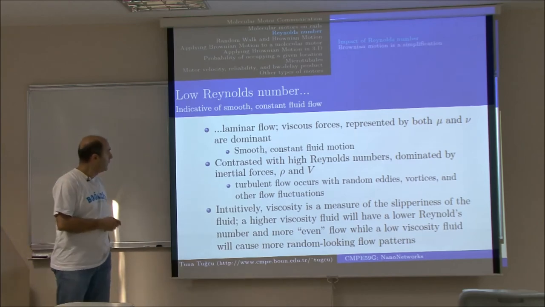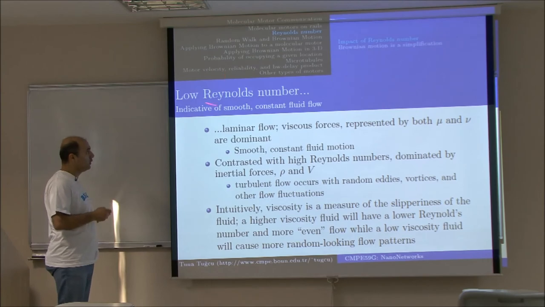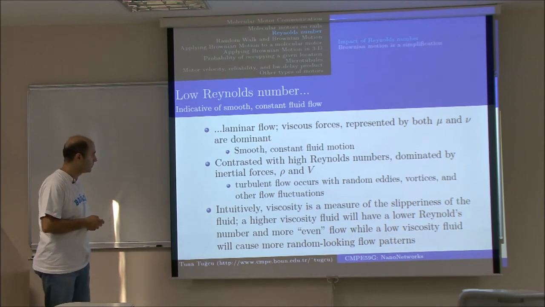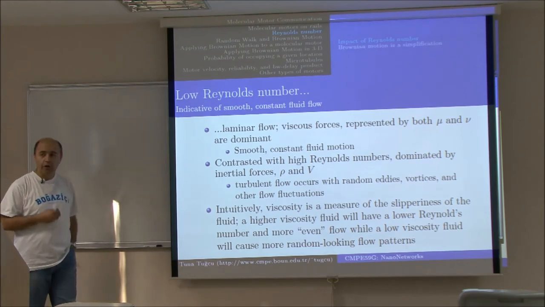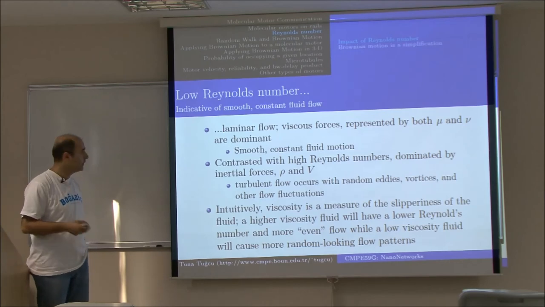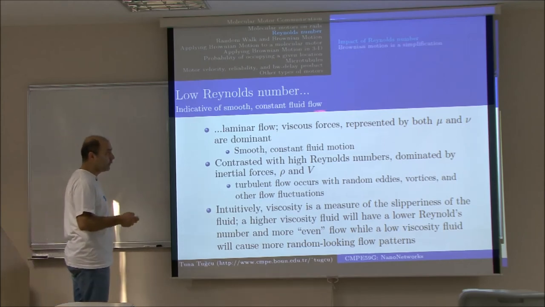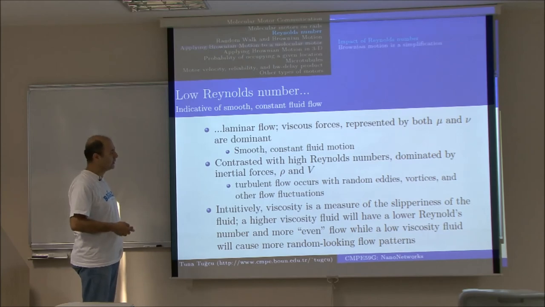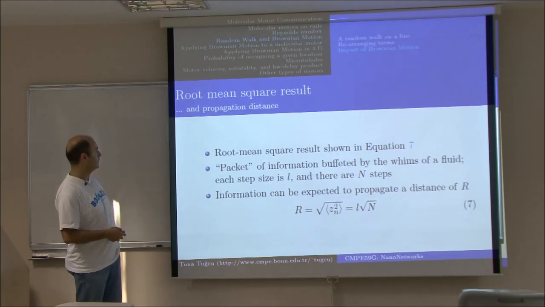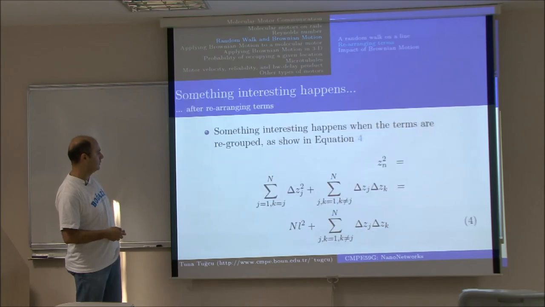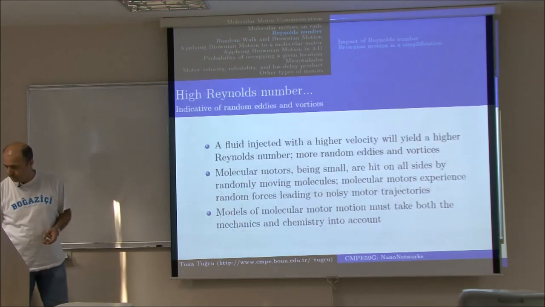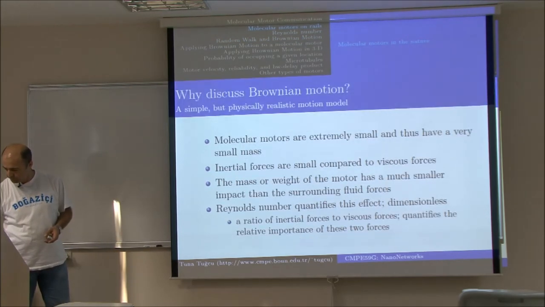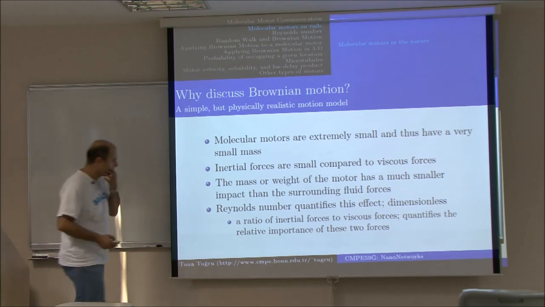So if you look at low Reynolds number systems, a low Reynolds number is an indication of actually laminar or smooth flow. Okay? Which means the viscous forces, remember what Reynolds number was. Sorry, I went in the wrong direction. Where did I jump? Sorry. Okay, here we go. Okay.